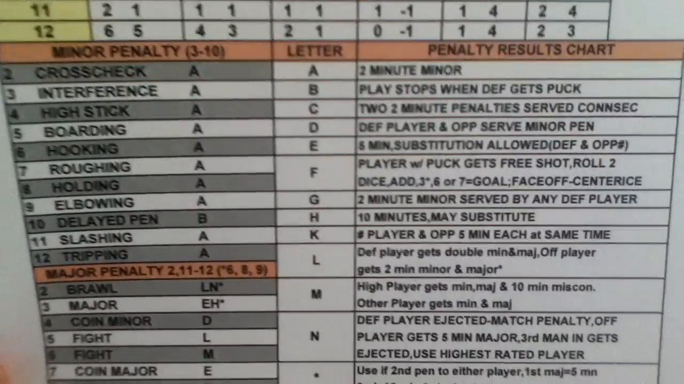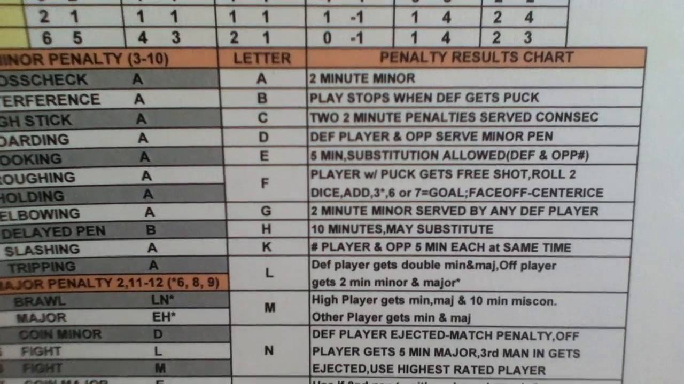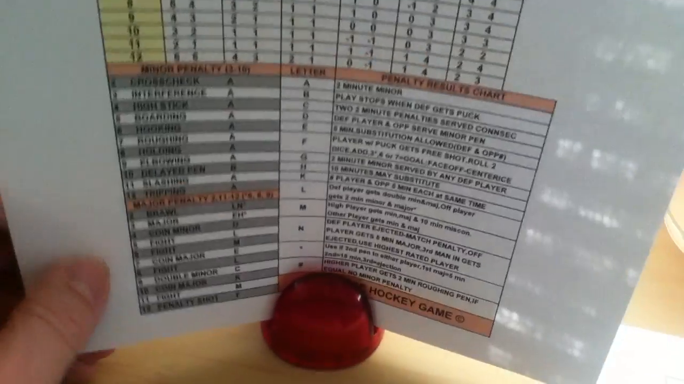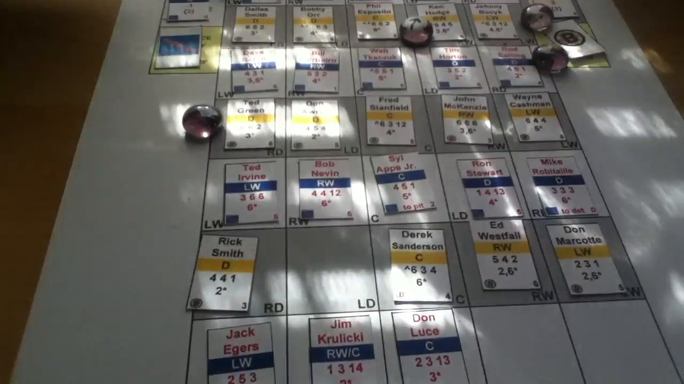Okay, so it says EH. It says a letter E. It says 5-minute substitution allowed, defense and opposite number. I'm not really sure what that means exactly. So I guess Park gets a 5-minute major.